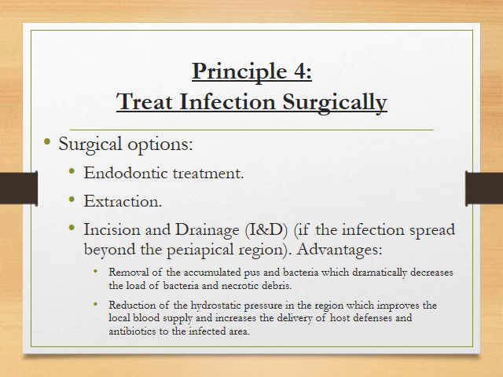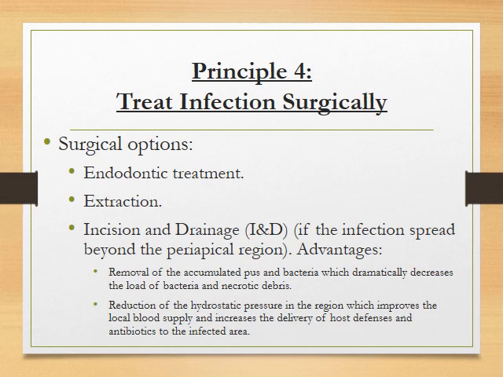Extraction will provide removal of the cause as well as an opening for drainage of pus through the extraction socket. After we extract a tooth that we confirm has a periapical infection or periapical lesion, we must do irrigation with normal saline to clean the socket and the cavity of the periapical lesion from the accumulated pus.